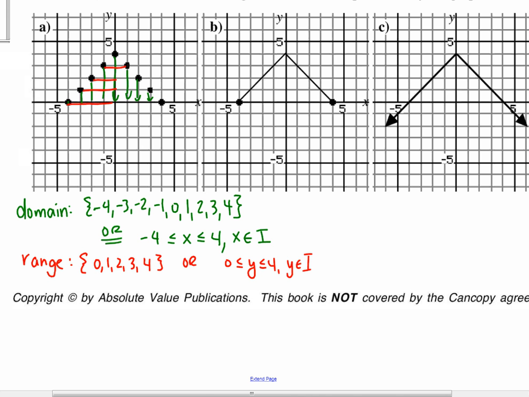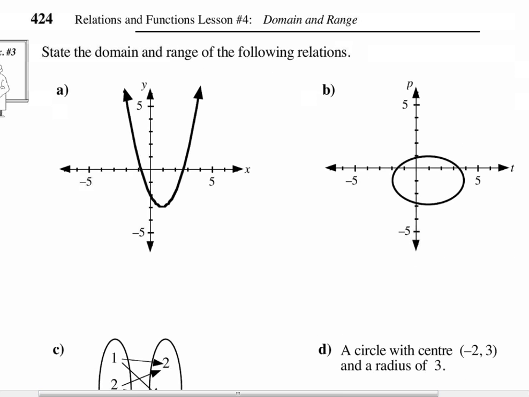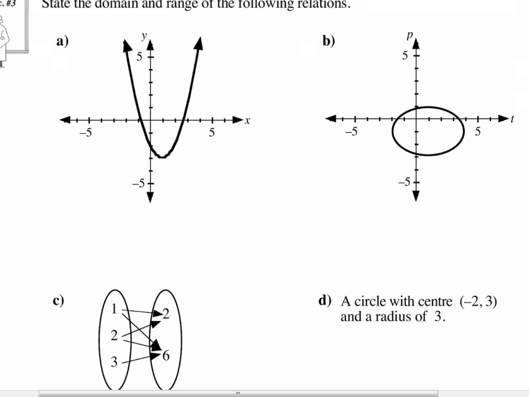Okay? Let's go to the next page. All right. What's the domain of this guy? So let's ask ourselves, how far left will this graph go? Think about this curve. How far left is it going to go? Is it going to keep going to the left? Yeah, it's going to keep going to the right. So if it goes forever to the left and to the right, how do we write that? x is an element of the reals. x ∈ ℝ.